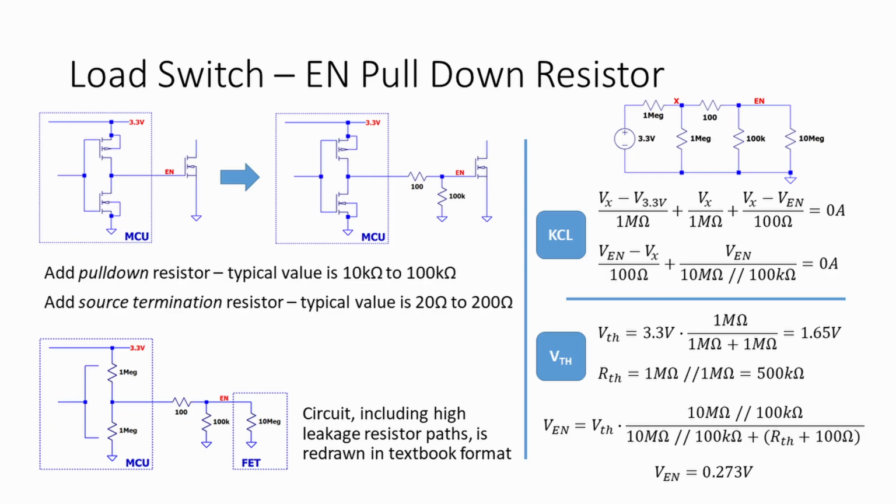The other resistor that's good to add is a source termination resistor. Typically, these will be in the 20 to 200 ohm range. These are good for two reasons. One is that they slow down the edge of the turn-on signal, and that helps with signal integrity.